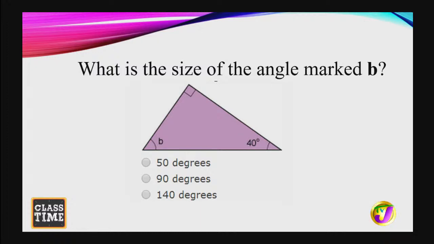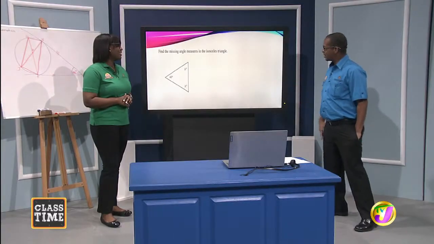All right. Let's try. So 90 degrees plus 40 degrees would give us? I think that's 130 degrees. 130 degrees, yes. 130 degrees from 180 degrees would leave us with? 50 degrees. So the size of angle B is actually 50 degrees. Awesome sauce. Good job. Okay. Let's look at another one.